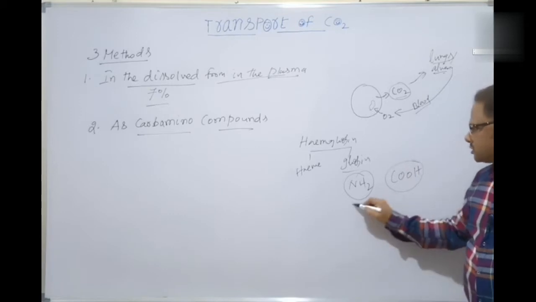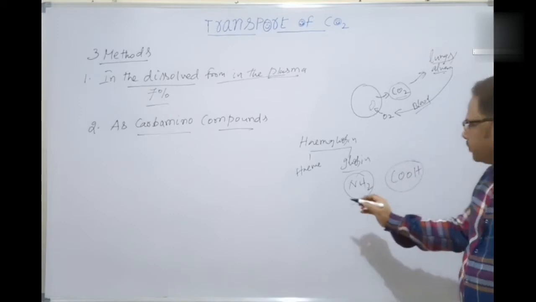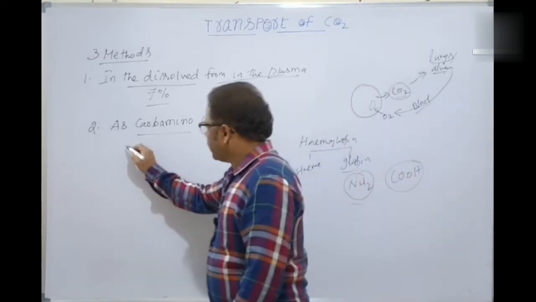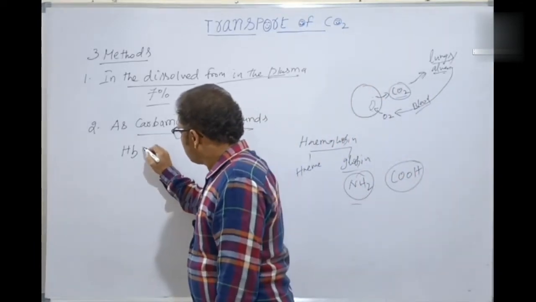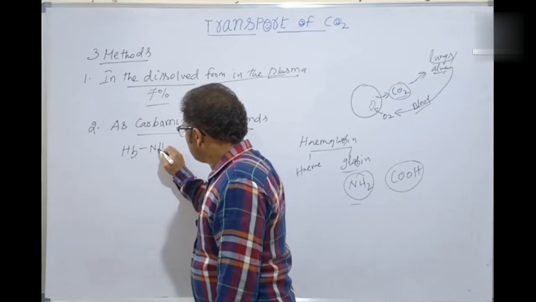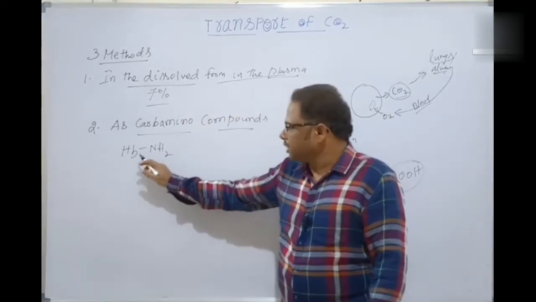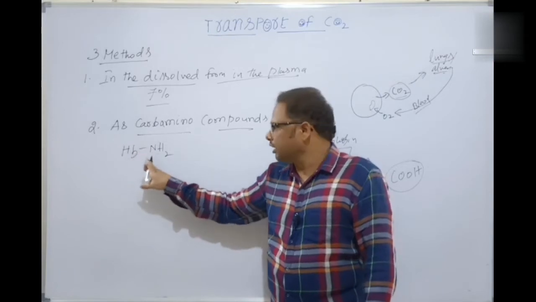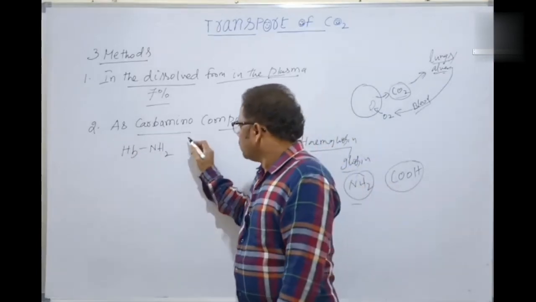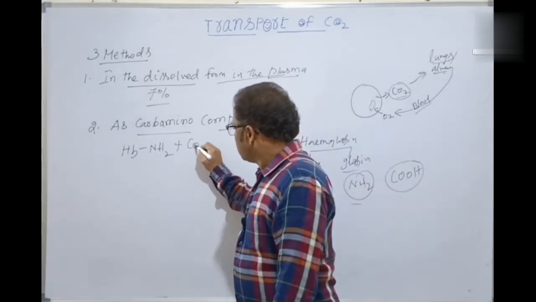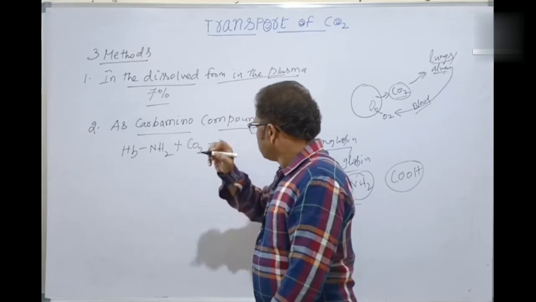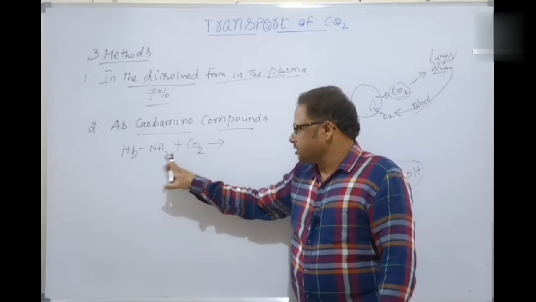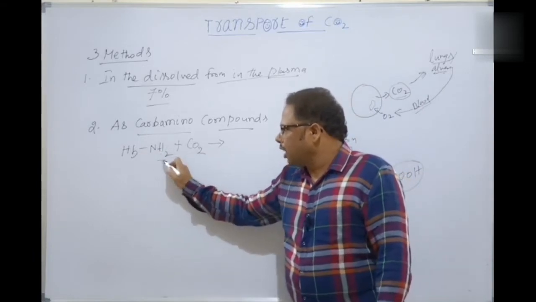Okay, students. So the NH2 group, that is HbNH2 here. What is HbNH2? The amine group of this globin part. For this HbNH2 group, the carbon dioxide is reacting. Carbon dioxide mixes with the amine group of hemoglobin.